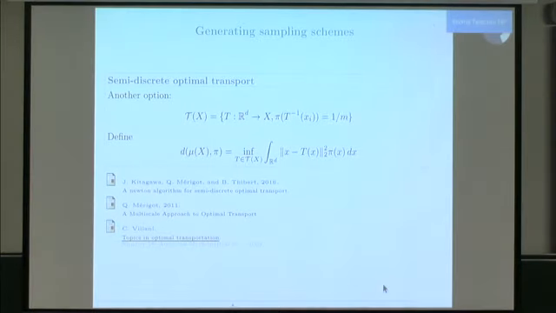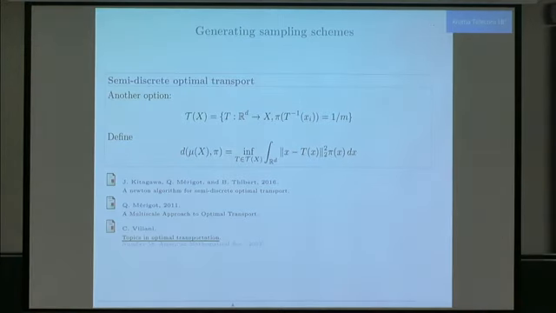So I told you that we were also considering a different distance, and this was motivated by a discussion with Gabriel Peyré, who's doing a lot of optimal transport. And here I will consider the semi-discrete optimal transport. So the idea is to take d, the distance d, as an optimal transportation distance.